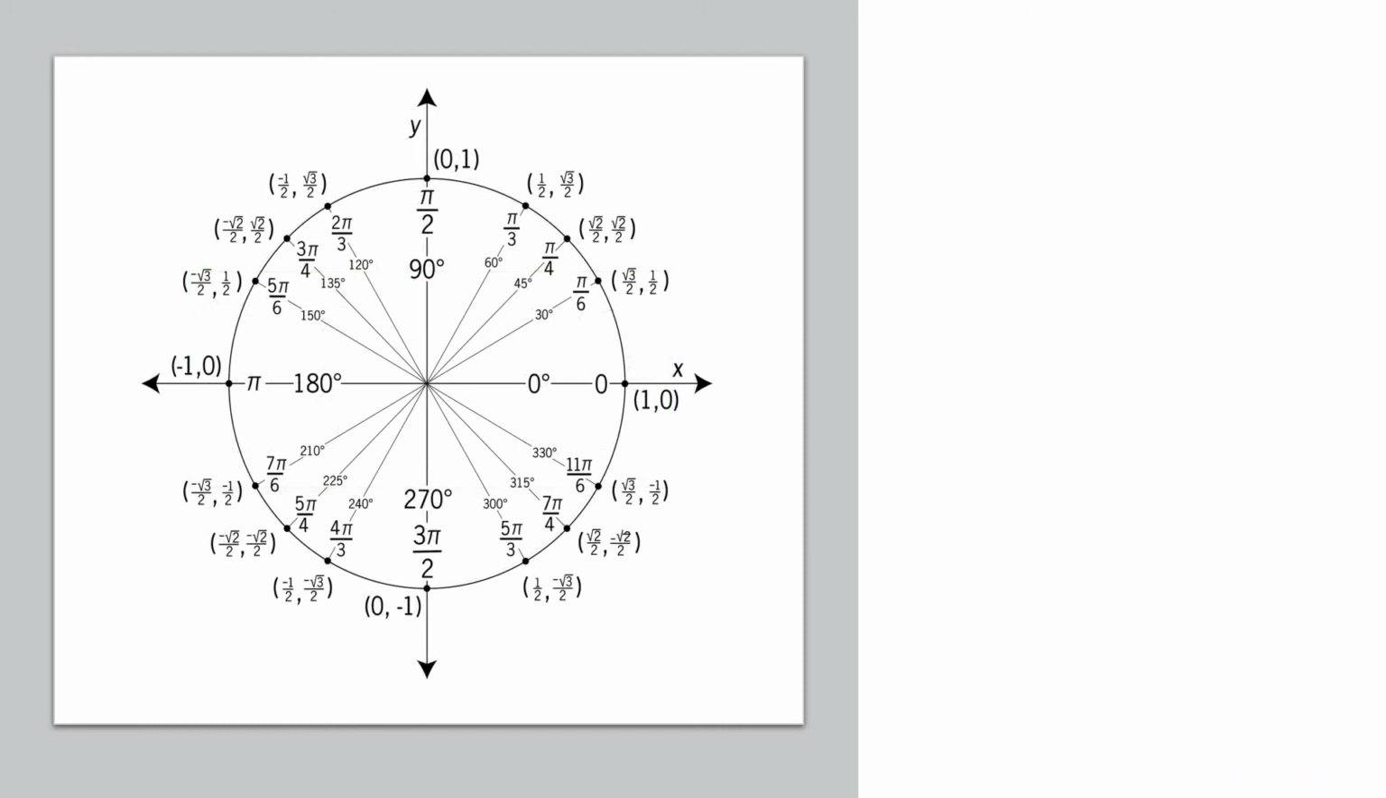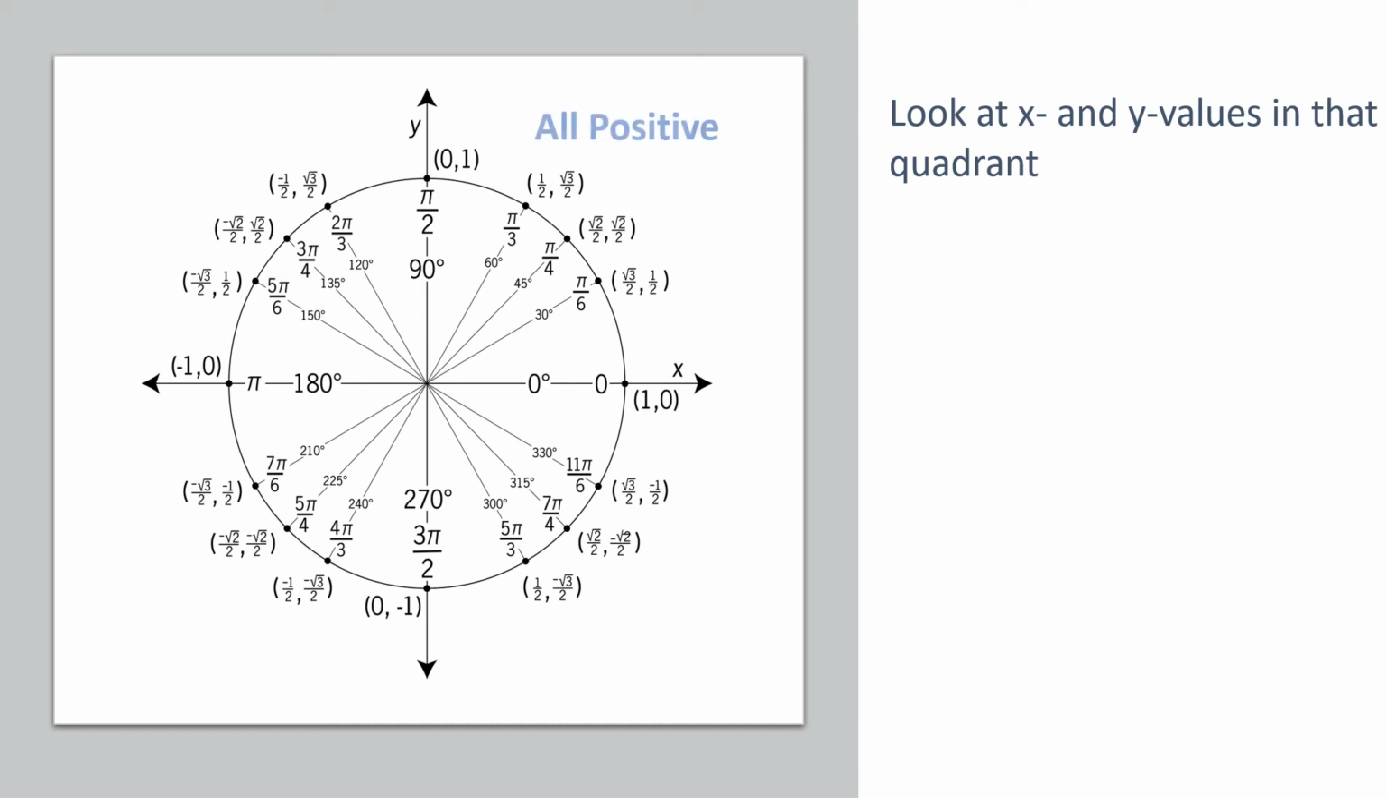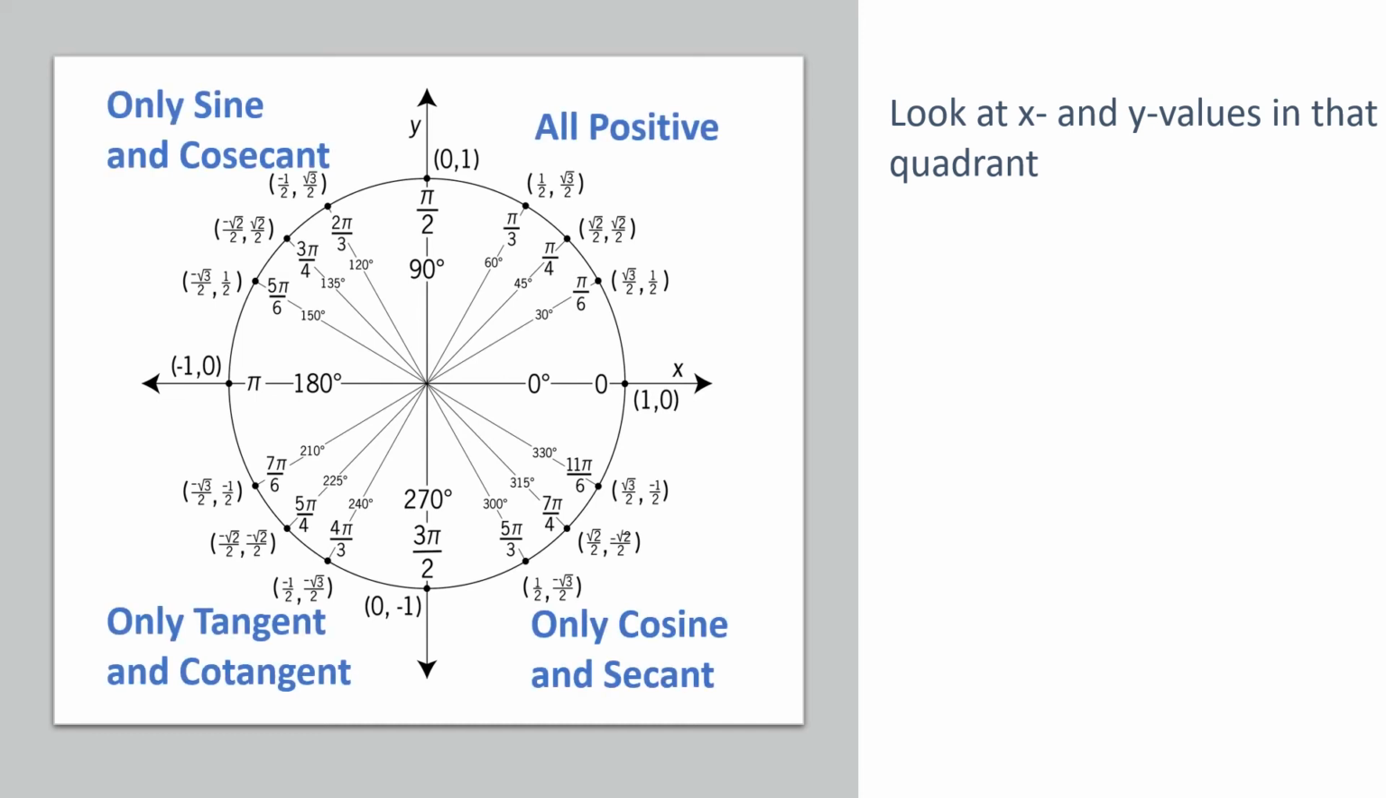We might want to think, well, how do we know when we're going to get a negative answer and when we're going to get a positive answer? And so we're going to look at the x and y values in the quadrant that we're working in. So when you're given a problem, you're going to be told that you're working in the first quadrant, second quadrant, third quadrant, fourth quadrant, or you're going to be told something about where the angle lies.